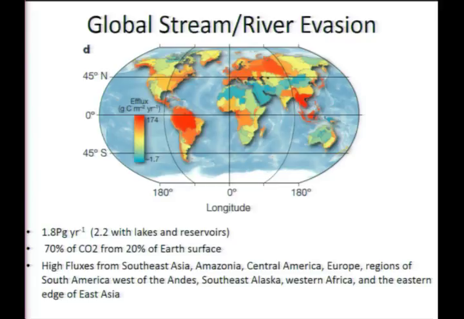And this is what you get for streams and rivers. This is the first spatial map of the gas evasion from streams and rivers. And one of the punchlines was the number, when we do this, is 1.8 gigatons, so significantly higher than some of the previous estimates. With 70% of it coming from 20% of the Earth's surface, and these hot spots being the tropics, right? They have high surface area, they have high CO2, and they have, in general, higher velocities of water. And so this is one of the latest estimates.